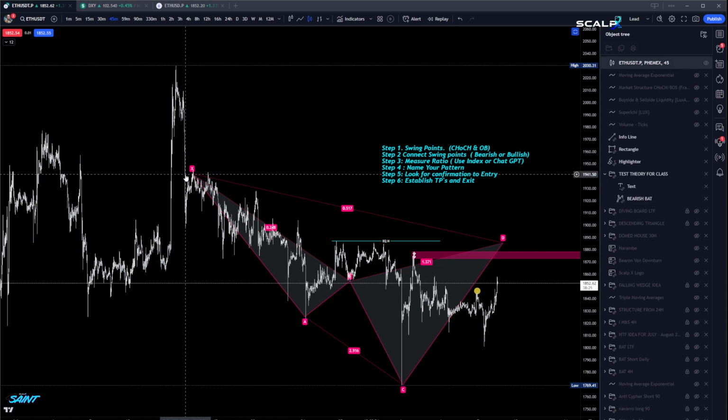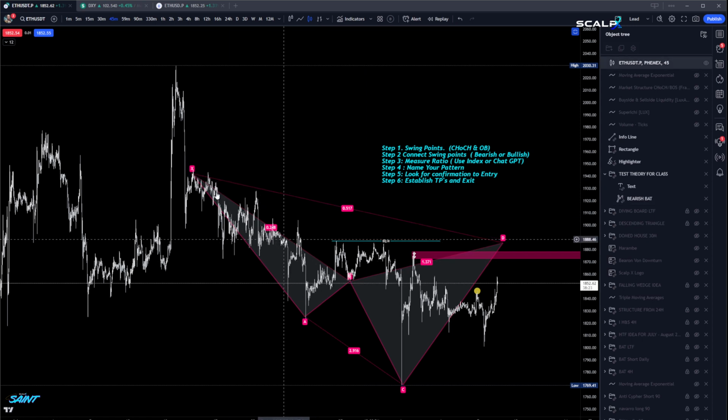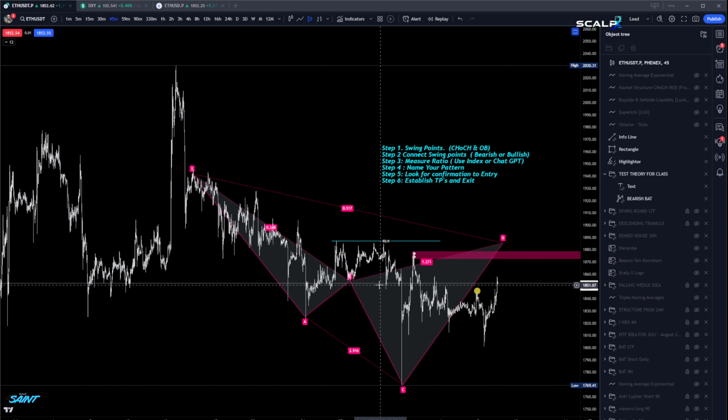And then I have a 0.248 from X to B. And you just ask ChatGPT, like, hey, if I have these ratios, what kind of pattern am I going to get? What kind of pattern does that create? If you just ask that up front, it's going to give you your bare bones basics, your bats, your Gartleys, maybe a cipher, and maybe a butterfly.